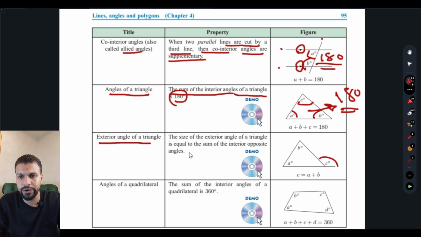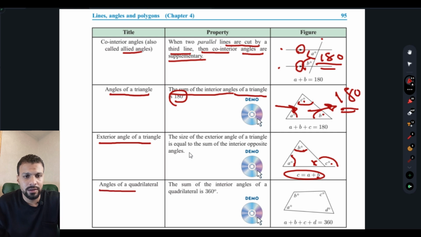Exterior angles of a triangle. This is the exterior angle, because B and A are interior angles, and A, C, B in this example are interior angles. So C is the exterior angle. The exterior angle of the triangle is equal to the sum of the interior opposite angles. What is the meaning of this? That means C is equal to B plus A, without the adjacent angle. Then C equals A plus B.